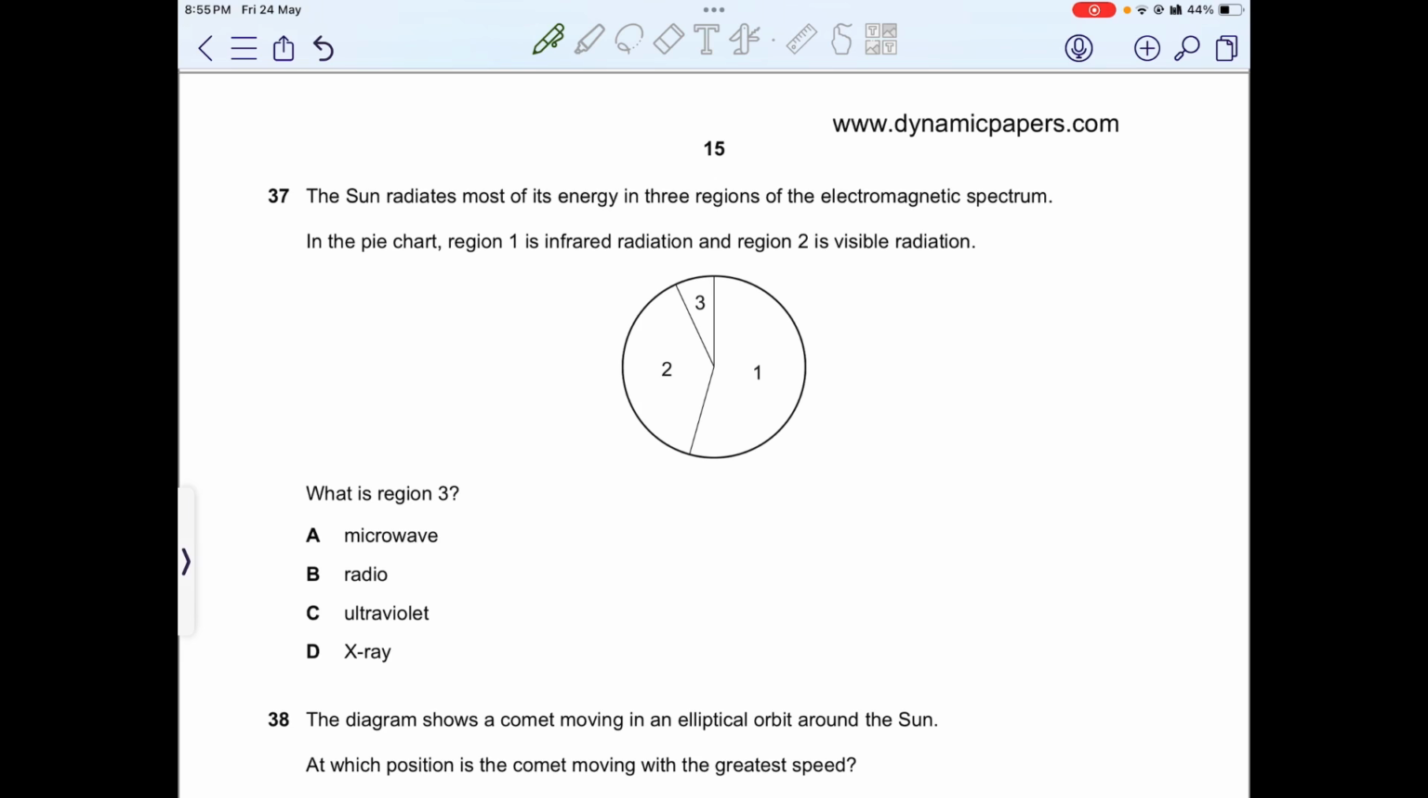The sun radiates most of its energy in three regions of the electromagnetic spectrum. One is infrared, one is visible radiation, and the third is ultraviolet. This is a fact that you have to study. It's just a knowledge statement that the sun always emits in these three: infrared, visible light, and ultraviolet.